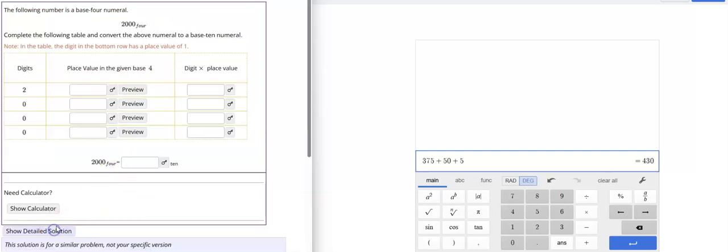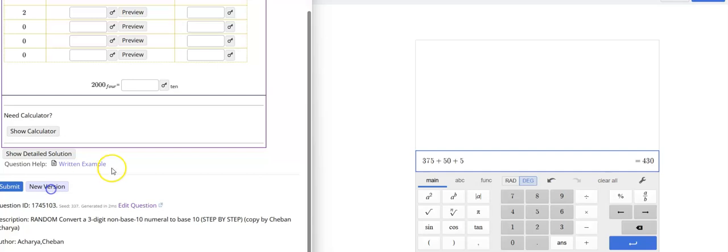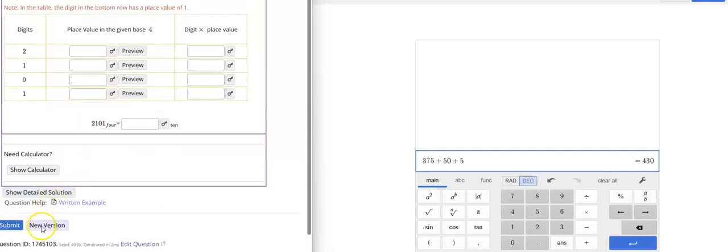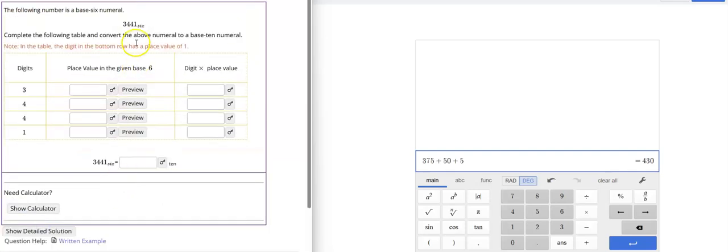Okay, let's do this one. Base 6 to base 10. There's a 3 column table here, and you're filling the boxes in the second column and third column. The second column is for the place values of the given base, and the third column is for digit times place value. So let's finish the second column with the place value in base 6.